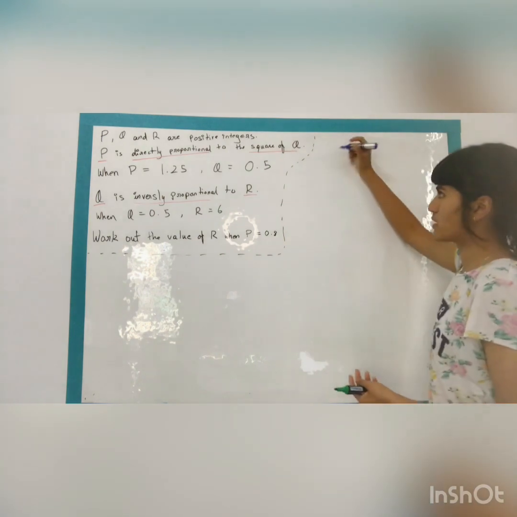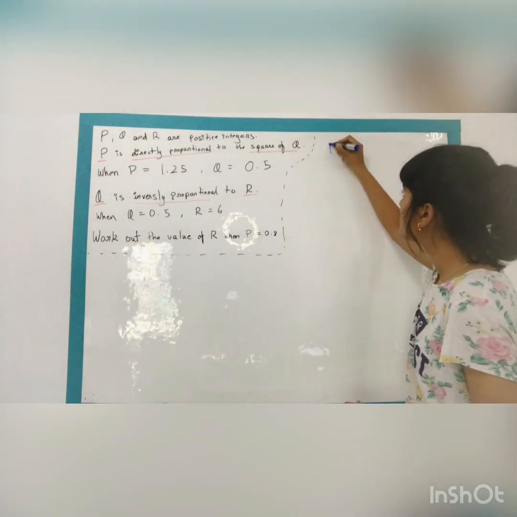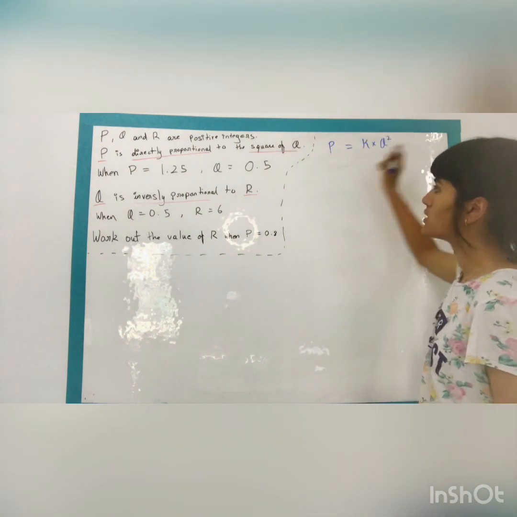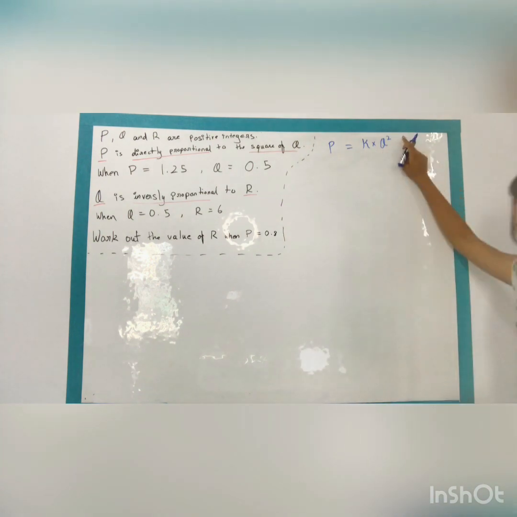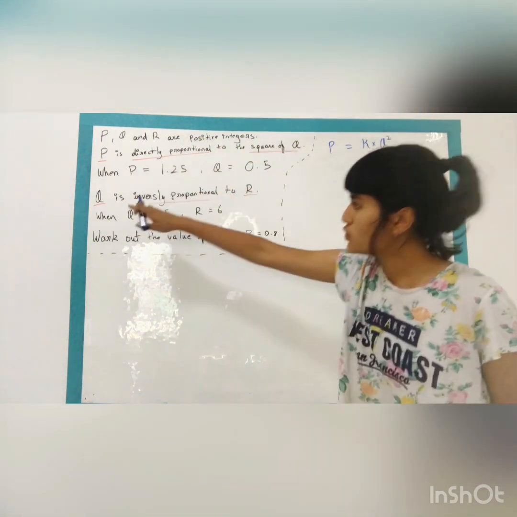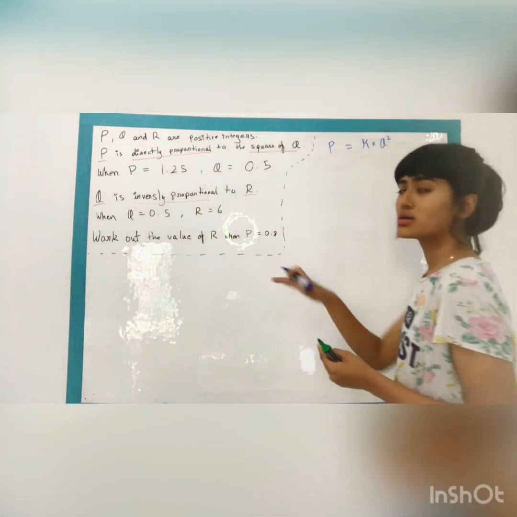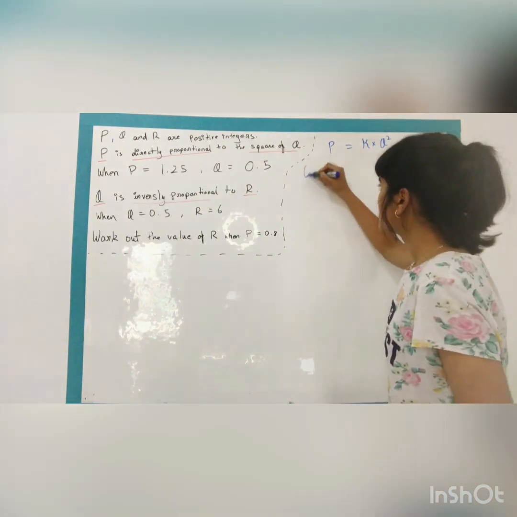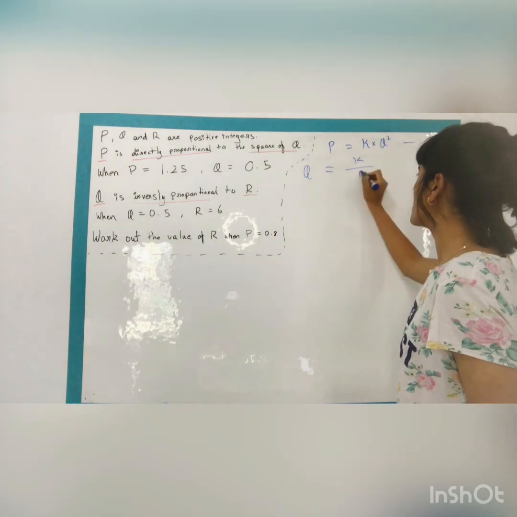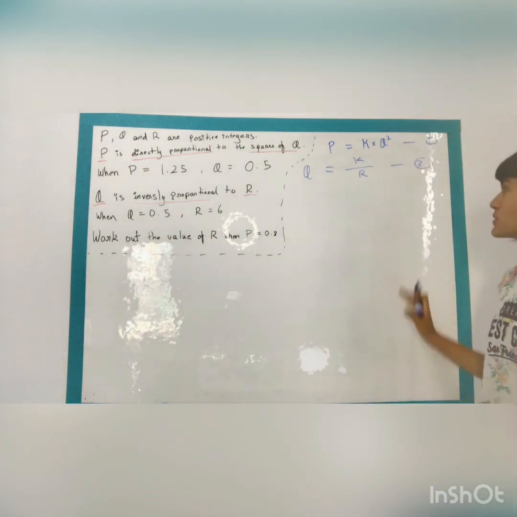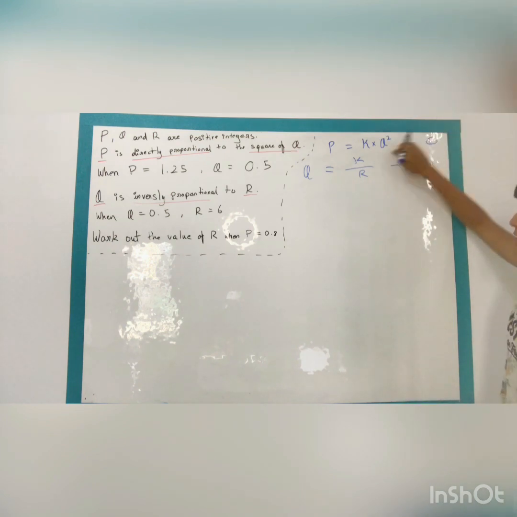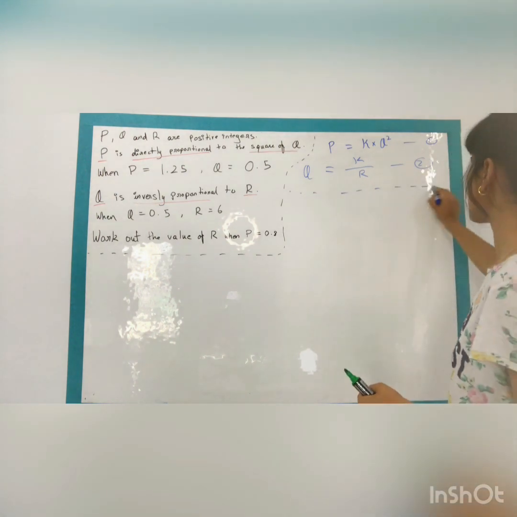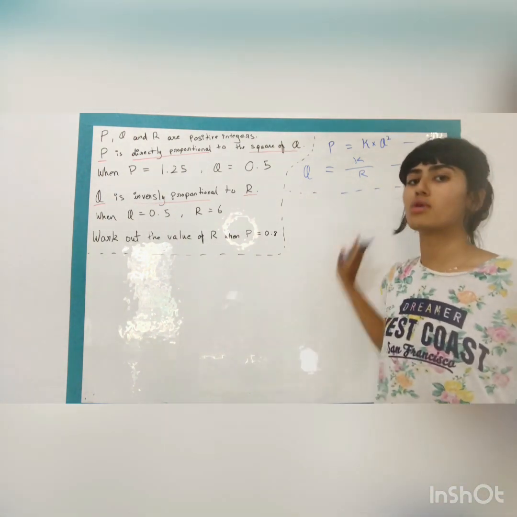P is directly proportional to the square of Q. So we're going to start here. P is equal to K times Q squared, because of the directly proportional formula, square of Q. Q is inversely proportional to R. Q is equal to K over R. I just want to make sure I'm not confusing anyone: this is my first formula and this is my second formula. So these are our two equations, the base from which we're going to derive our answer.